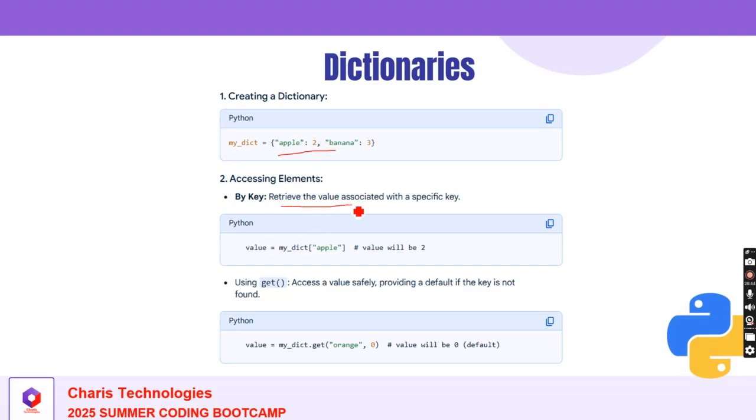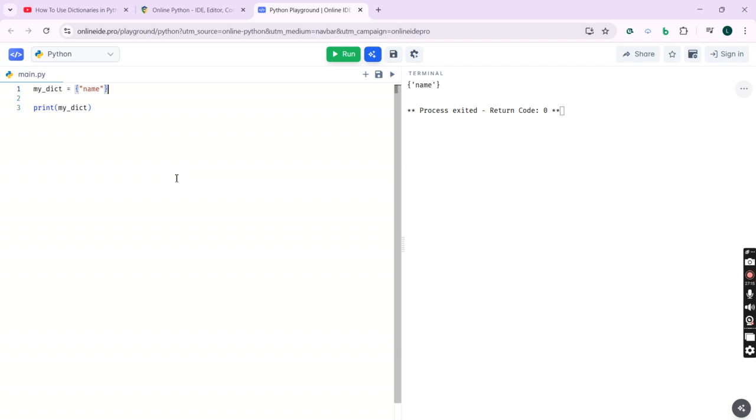Now we can retrieve the value associated with a specific key. So if value goes to my_dict apple, the value will be 2. At this point, apple is given the value of 2. So this key apple was used to call for this value. If you print that, let me just undo. All right.